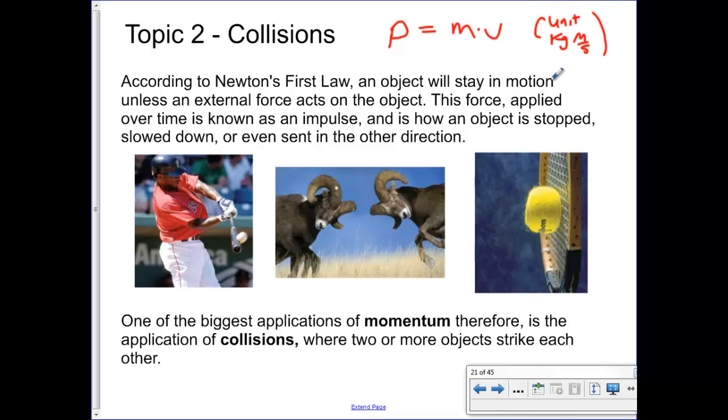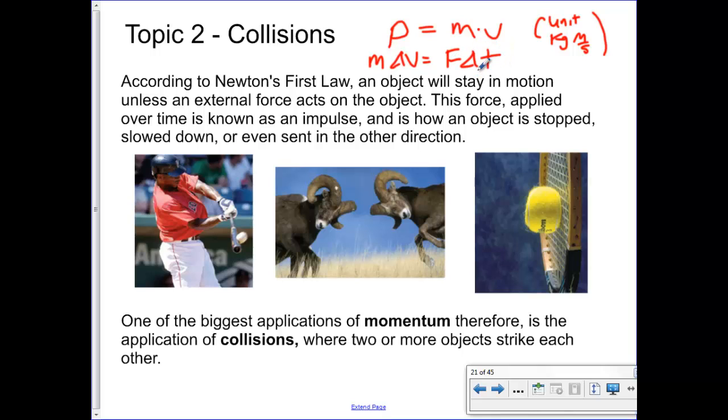Okay. One more thing though, if you want to change an object's momentum, you don't just need a force, you need to apply that force over a period of time. Let's change this here. Unless an external force acts on the object over a period of time. You guys remember this part then? If you have mass times change in velocity, that's equal to a force times a change in time.